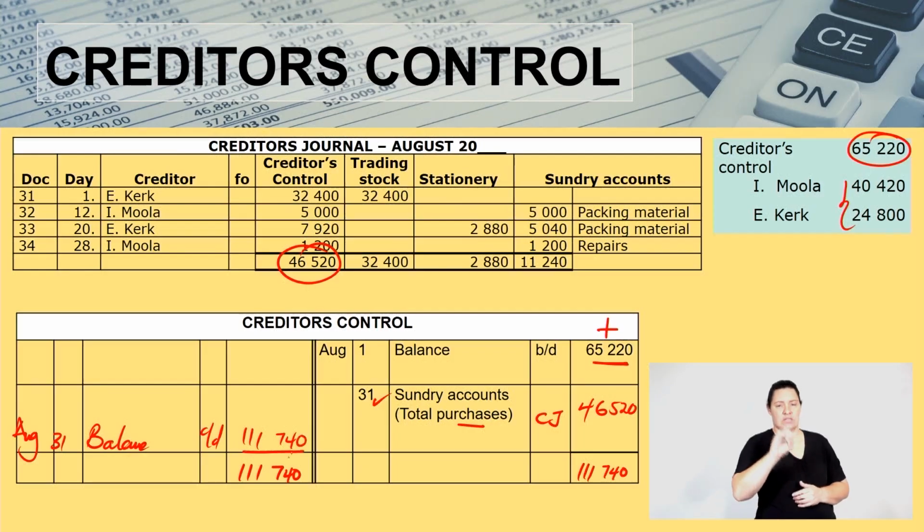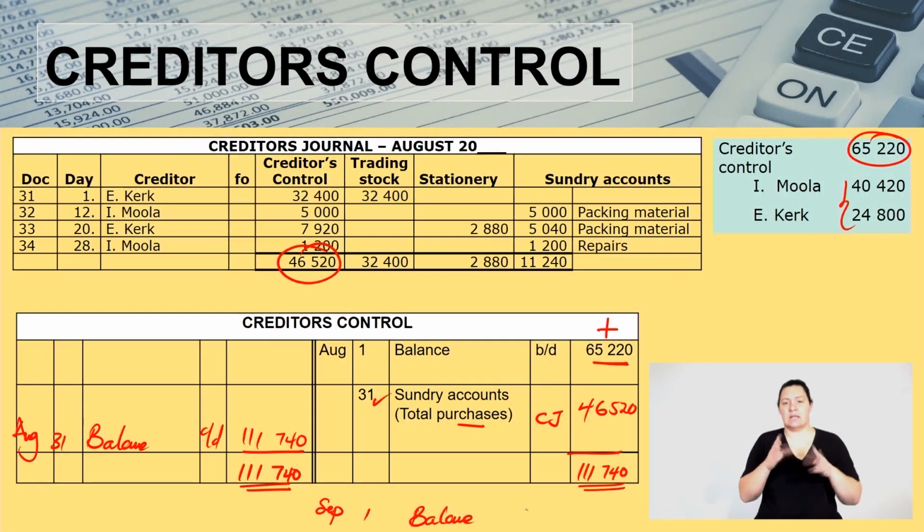111,740. Remember, here is where you have your double lines. Here you have your line and your double line. Then after August comes what? September. September 1. And then it will be balance brought down, 111,740. Now, we are going to quickly go and do what is called the creditors ledger.